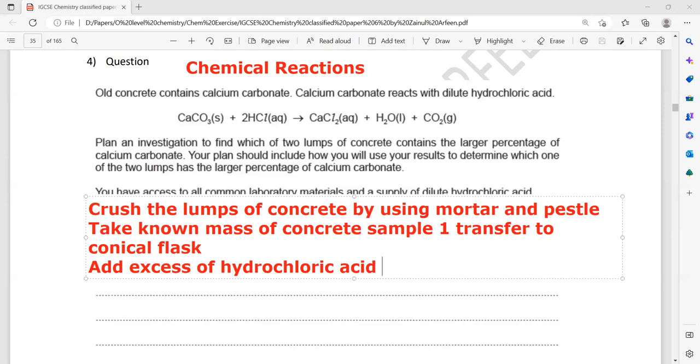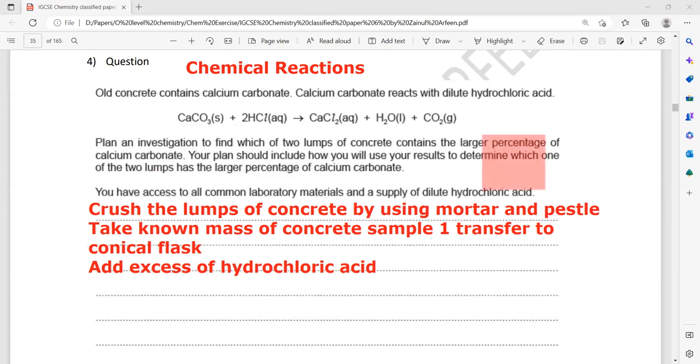After adding excess hydrochloric acid, how will we know we have more than enough? When there is residue left inside that does not dissolve, and no more reaction occurs. Then we can connect a gas syringe and delivery tube, or place it on a balance with cotton wool. A gas syringe is usually used if you want to measure the rate of reaction. But in this question, we have a lump of concrete, just place it on a balance with cotton wool, and this concrete contains a high percentage of calcium carbonate.